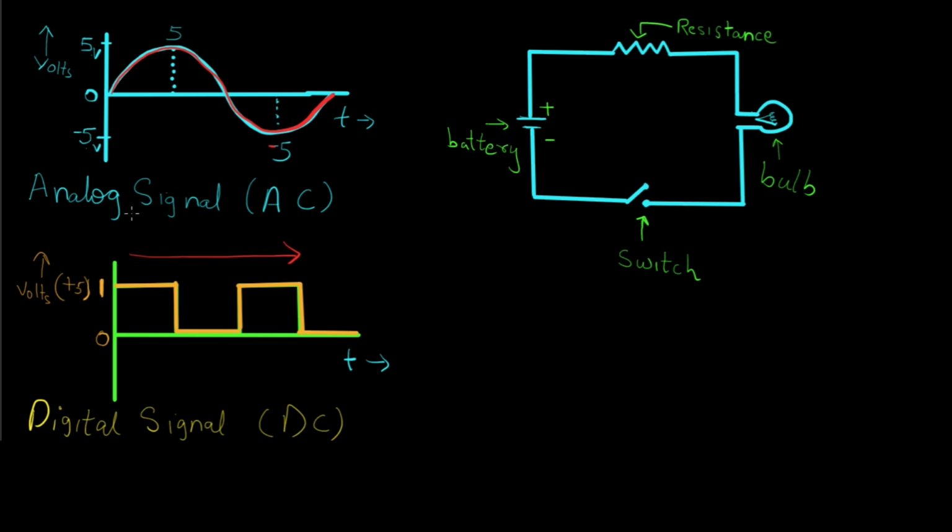Now a digital signal has only two values, that is 0 and 1, where 0 usually corresponds to 0 volts and 1 corresponds to the higher voltage, say for example in this case 5 volts. So all the digital devices such as your smartphones, laptops and other devices usually operate on these digital signals.